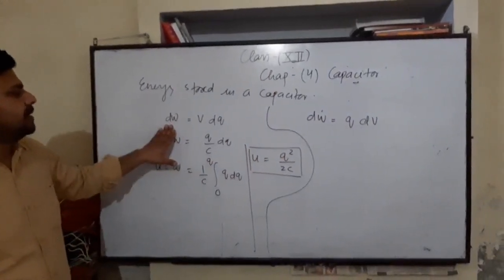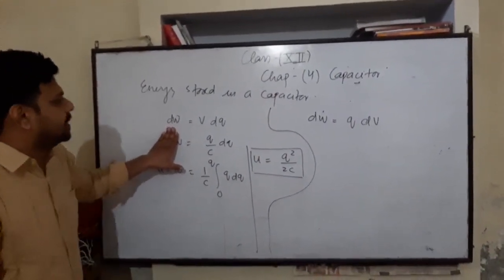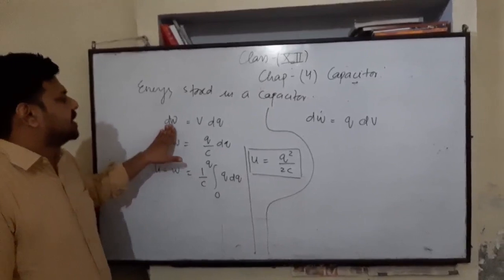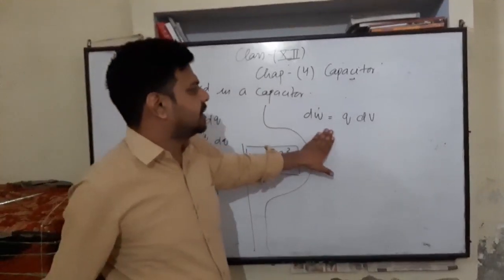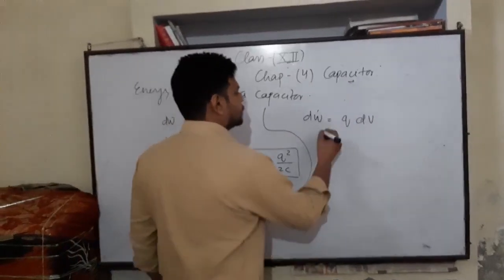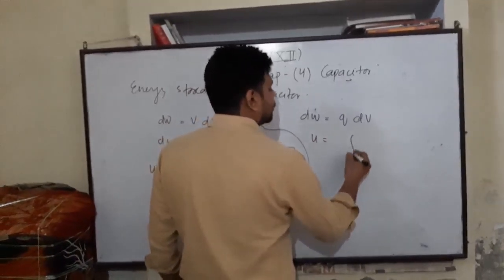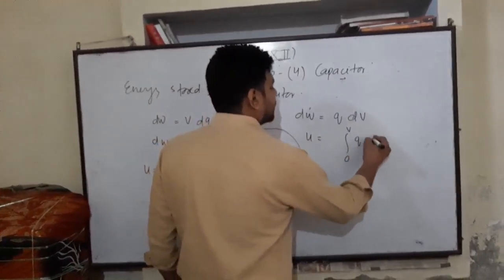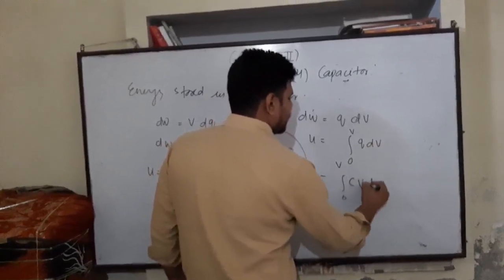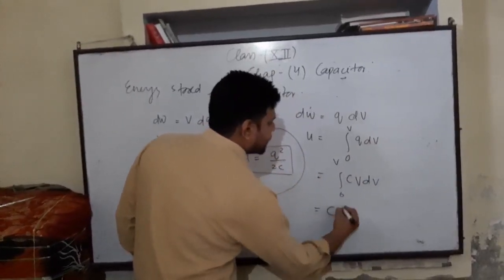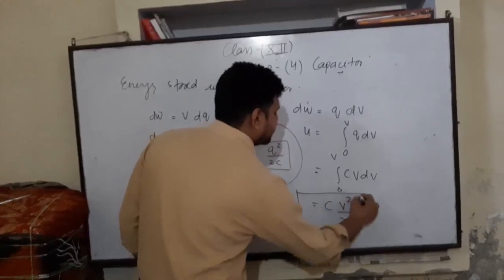In this expression, we will start from the fact that a capacitor is charged to total potential V, and in this derivation a capacitor is charged to total charge Q. So the total work is given by the integral from 0 to V of Q dV. Q is equal to CV and C is constant, and after integrating V we get half CV square.